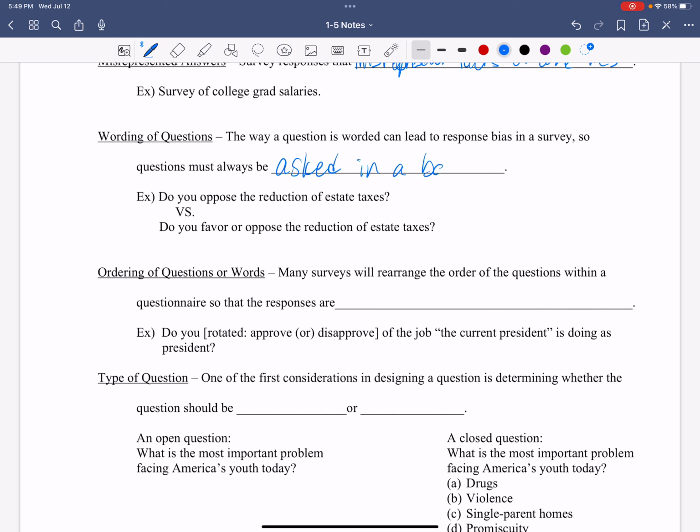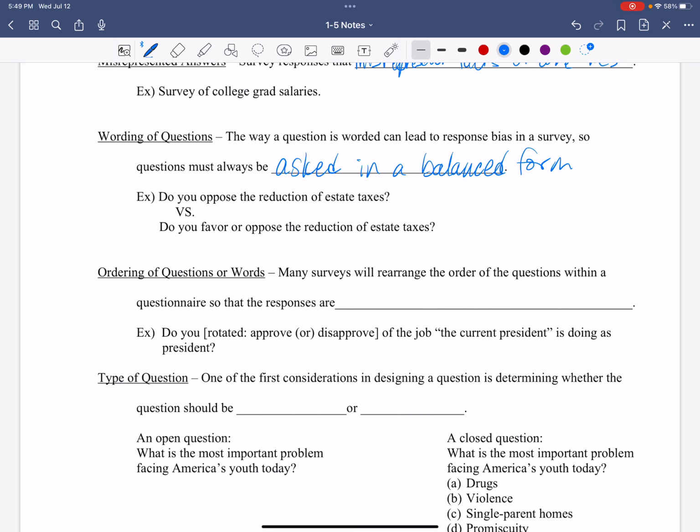Asked in a balanced form. So do you oppose the reduction of estate taxes, versus, you have to ask these yes or no questions together. Do you favor or oppose the reduction of estate taxes? Because if you just say, do you oppose, you're putting the negative out there. If you put both the positive and the negative, the yes and the no, put both of those options in someone's mind, then they have more of an option and a better chance to respond with both things. If you just put the negative out there, then that wording of the question creates a bias.